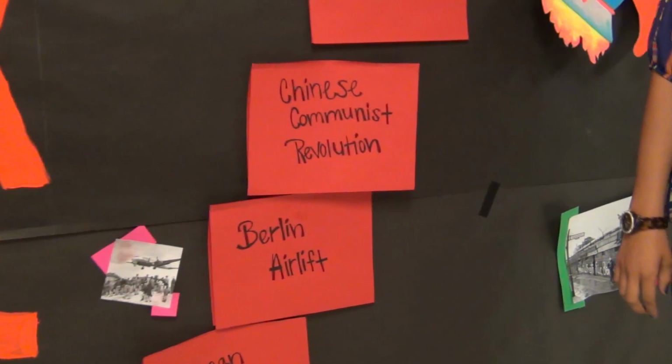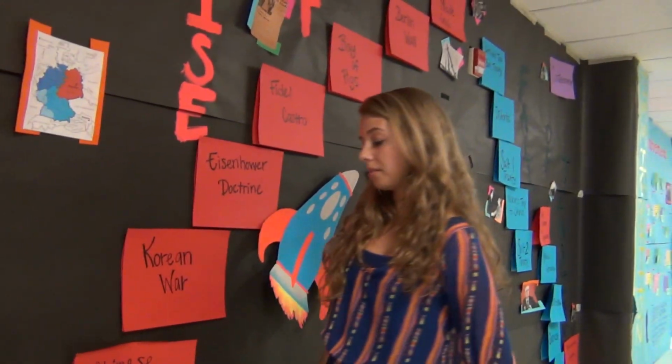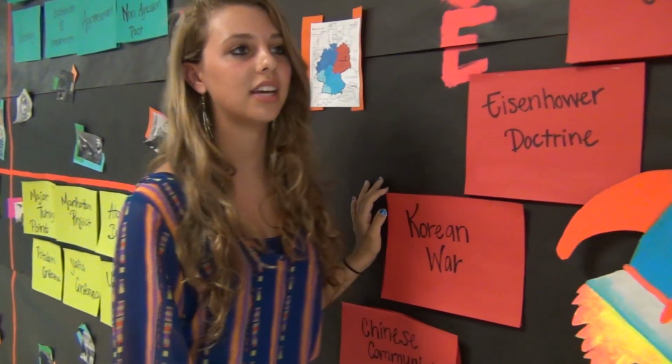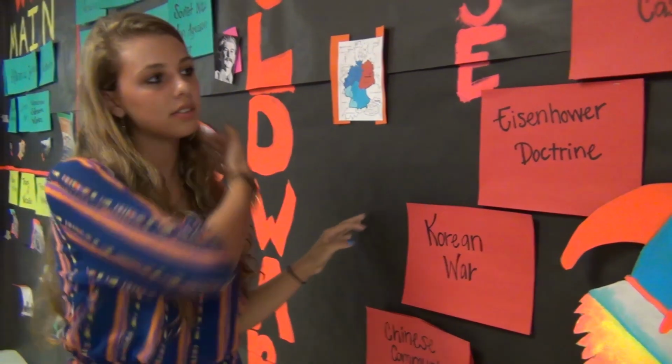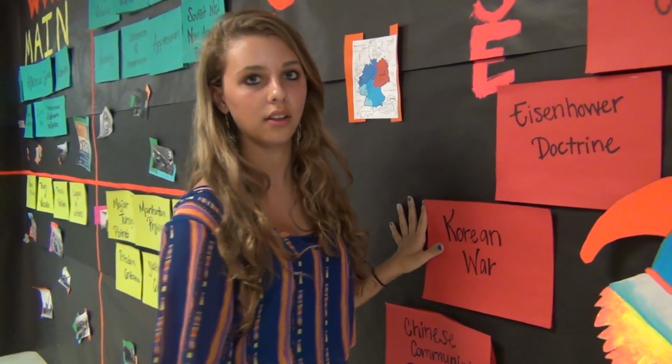The Chinese Communist Revolution marked a spark in tension when China fell to communism. Doctrines such as the Eisenhower and Truman Doctrines lent economic help to foreign nations fighting against communism. The Korean War was the first armed confrontation in the Cold War. It was the first time that two superpowers fought in another nation.